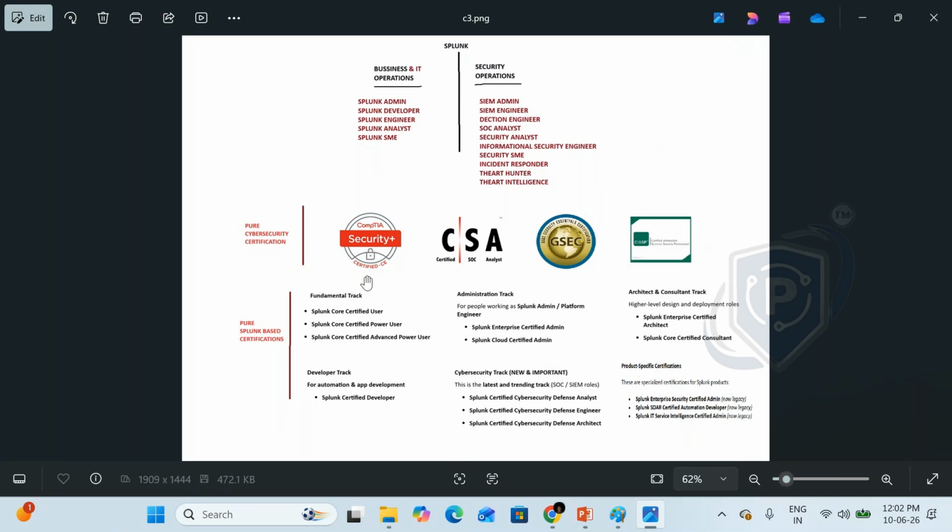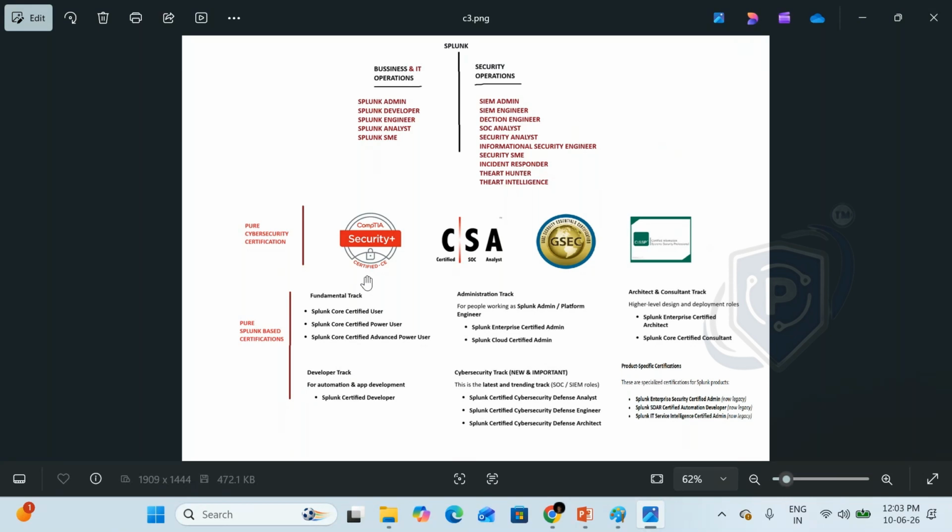Before SIEM, XDR is there. So wait, XDR is there. Then after that SIEM. After that, SIEM also is not giving all the answers. Observability. That's my point, from a use case point of view.